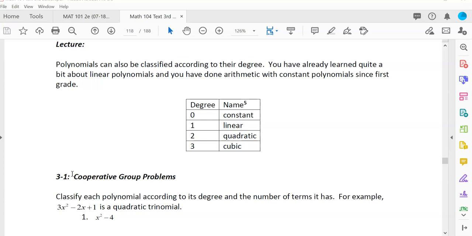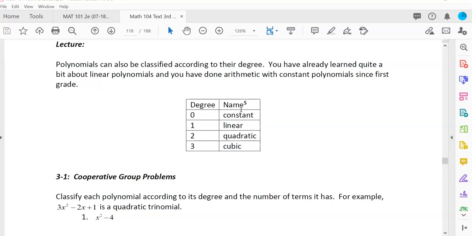Specifically, a polynomial of degree 0 is called a constant. This is pretty obvious because it's just a constant number, it doesn't have any variables. Degree 0 means no variables, so it's just a constant number. A degree 1 polynomial is called a linear polynomial. A degree 2 polynomial is called a quadratic polynomial. And a degree 3 polynomial is called a cubic polynomial.